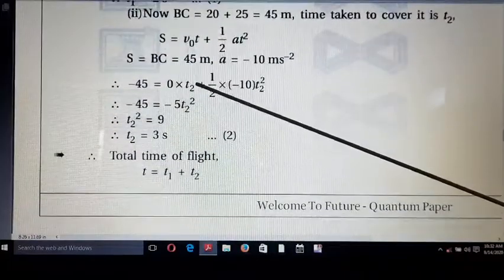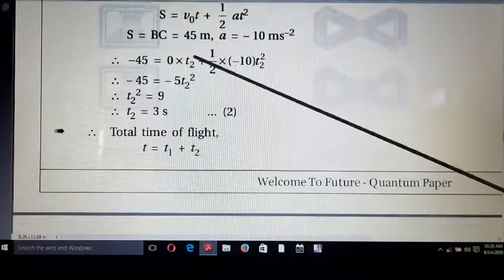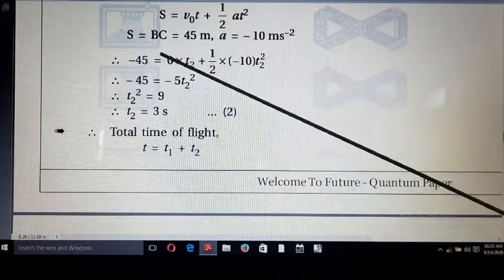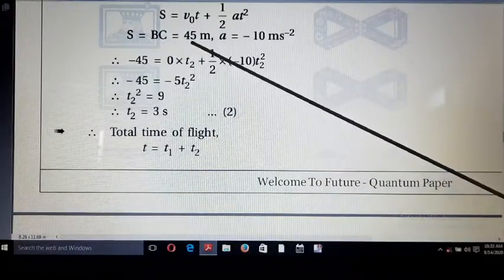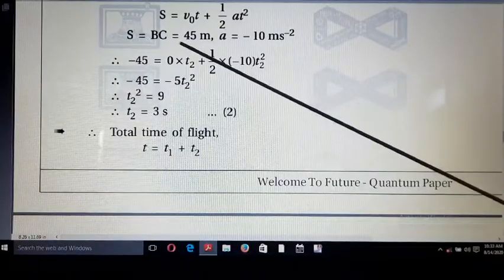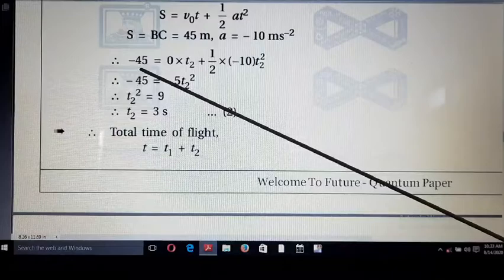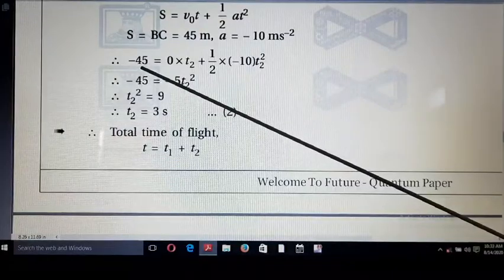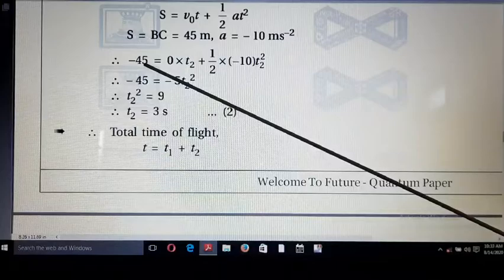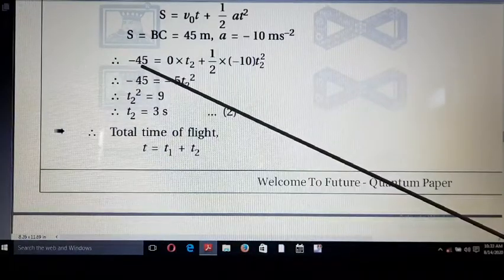So look here. S is equal to V0t plus 1 by 2 at square. S is equal to BC is equal to 45 meter. a is equal to minus 10. So values are substituted here. S is equal to minus 45. Why here we take minus 45? Because direction is changed, opposite direction. So here now we take minus 45.